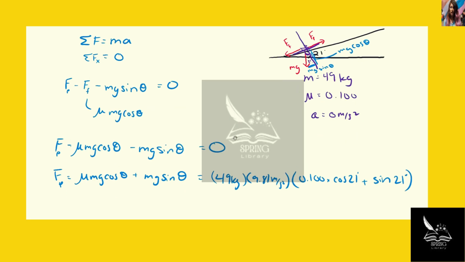Putting this into a calculator, we're going to get that our push force, in order for us to have a constant velocity, is going to be 217 newtons.